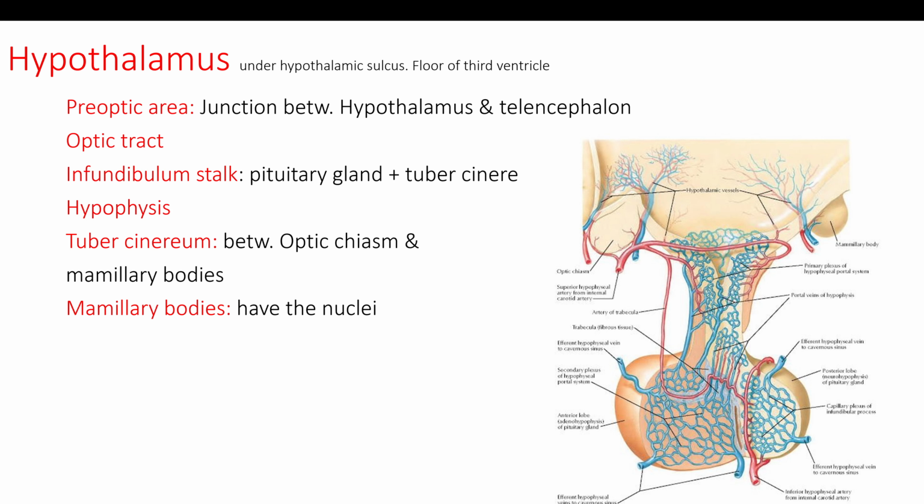Then the hypothalamus is most ventral part of the encephalon and located beneath the hypothalamic sulcus. Comprises floor of third ventricle. It has a preoptic area at the junction of the hypothalamus and the telencephalon. An optic tract, infundibular stalk, joining pituitary gland with tuber cinereum. Hypophysis, we also call it pituitary gland. Tuber cinereum, gray matter at or in between the optic chiasm and the mammillary bodies. Then there's the mammillary bodies, which are oval-shaped structures with the nuclei.